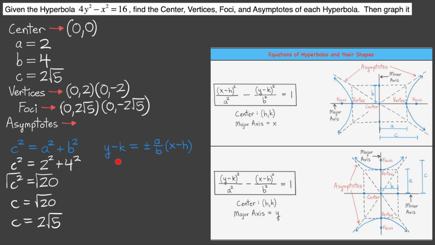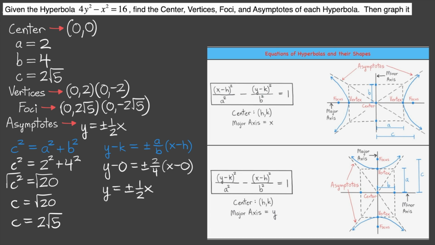All right, so let's go ahead and plug in. So we have y minus k, which is 0, equals plus or minus a, which is 2, over b, which is 4, times x minus 0. y minus 0 is y, plus or minus 2 over 4 is 1/2, then x. All right, so there are the equations of our two asymptotes.